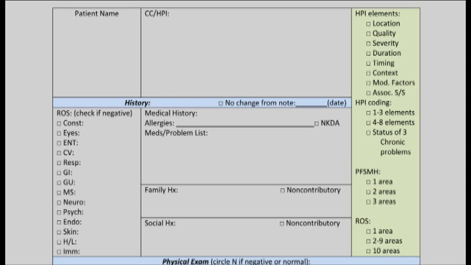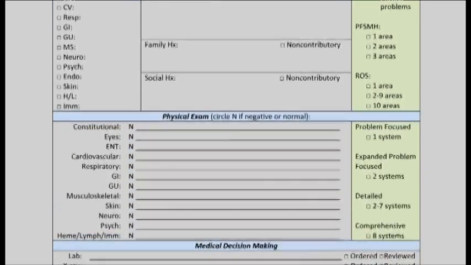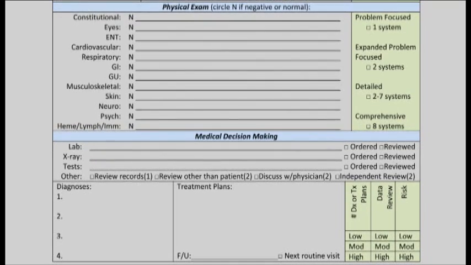Down in the history section, we have review of systems. If you're going to do a review of systems, just check the box. Since we can't talk to Katie, I don't want you to put in there denies fever, chills, nausea, vomit. We don't have time. So if you would have done a review of systems, then you check off that box. We have medical history, family history, social history. Below that we have physical exam. If you have a normal physical exam, just circle the N. Or if you did the physical exam and it wasn't normal, circle it anyway. That's how we're going to get through these notes quickly.